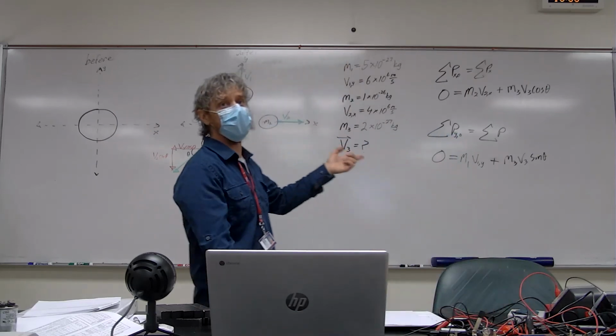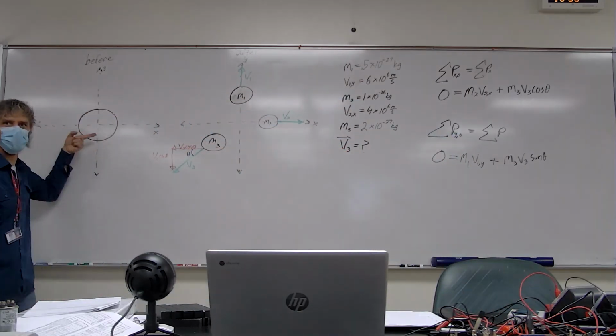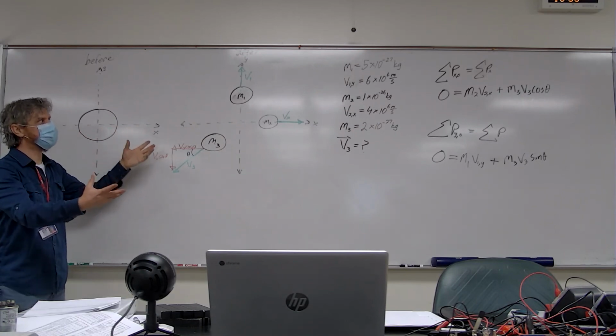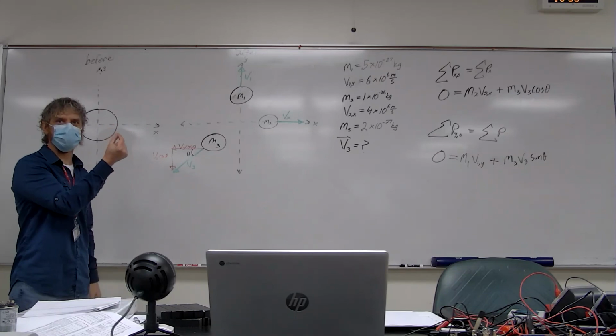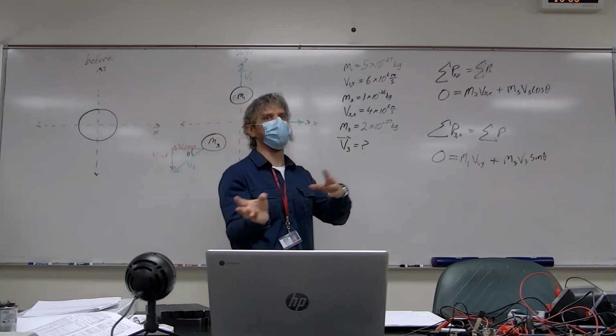Now, if it was moving first, if this object was moving to the right, then as they exploded, V1 probably has an x component a little bit, but the center of mass would still be moving to the right at the same speed it was before the disintegration.